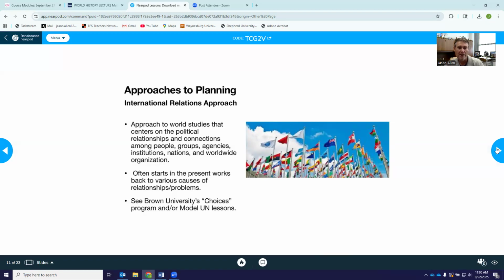I think it gives students more of a connection to the modern, which is a good thing. Also, when you do your blogs this week, one of the resources is Brown University's Choices. Check those out. They're actually kind of interesting. Model UN is another one. I'll post those up if you want to look at the guides. It makes current events give that background and why things are the way they are. And that's the international relations approach.